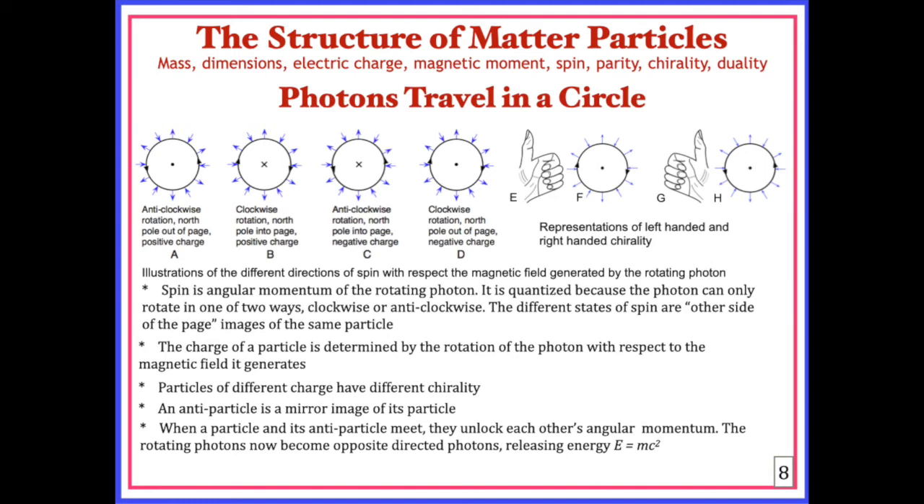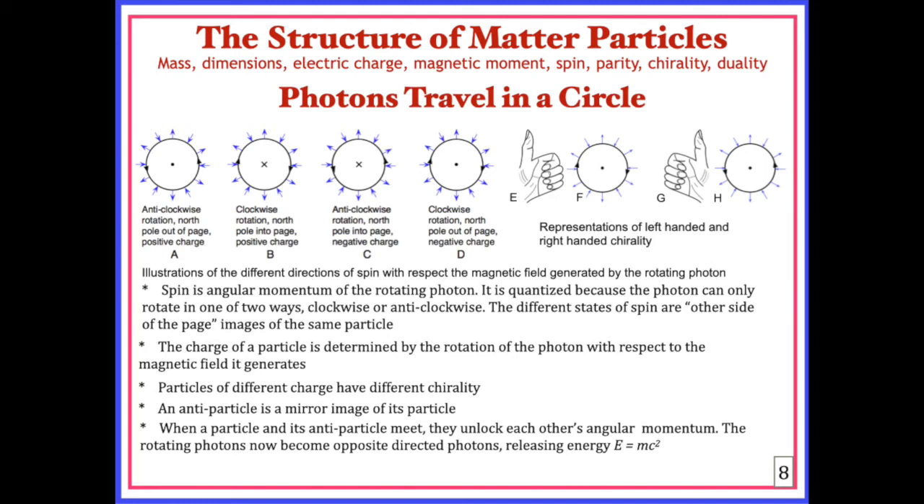If you look at B and C, you'll see they are mirror images of each other. So are F and H and A and D. They are particle-antiparticle pairs that define parity. The charge of a particle is determined by the direction of a photon's rotation with respect to the magnetic field it generates. Particles with the same charge have the same chirality, and particles of different charge obviously have different chirality. An antiparticle is a mirror image of its particle.